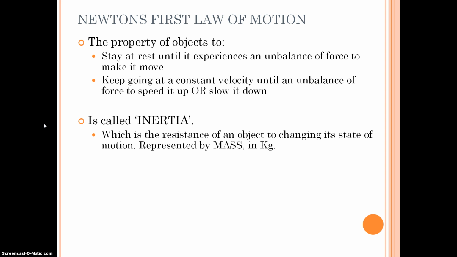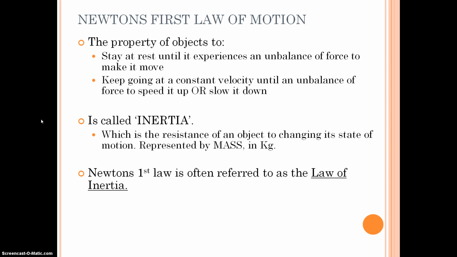Plus, if a rock's rolling down a hill, it's very hard to get it to slow down and stop because it wants to keep rolling down the hill. If you have a small pebble rolling down the hill, it's really easy to have it come to a stop because it has less inertia. Newton's first law is sometimes called the law of inertia.